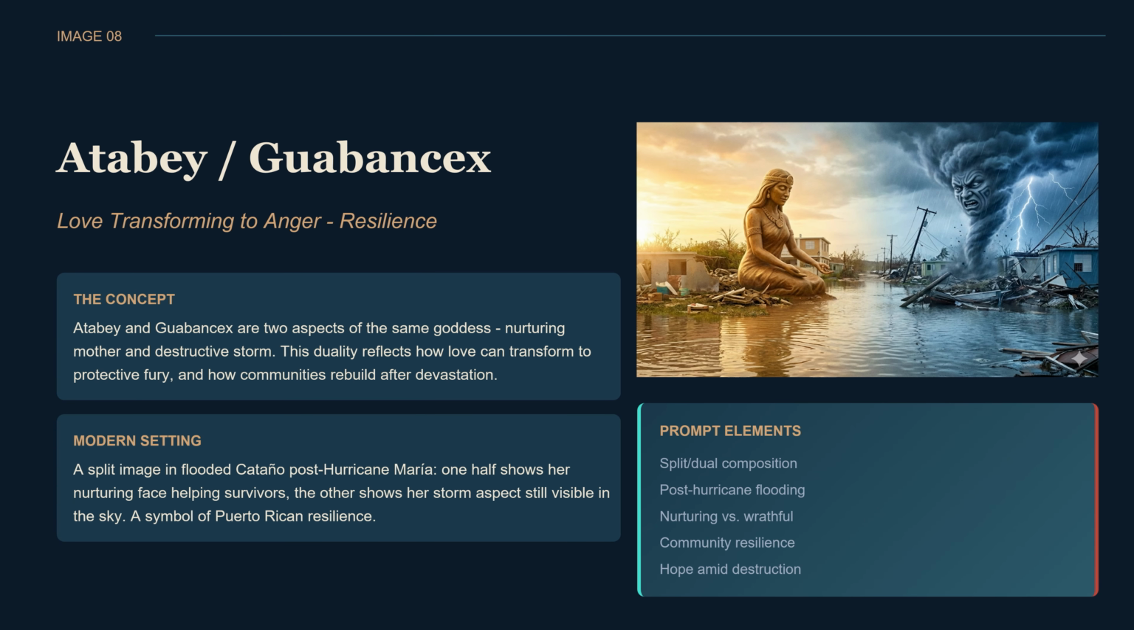Duality: Atabe and Guabancex as two sides of the same goddess, set in flooded areas after a hurricane. It shows love transforming to protective fury and represents resilience.